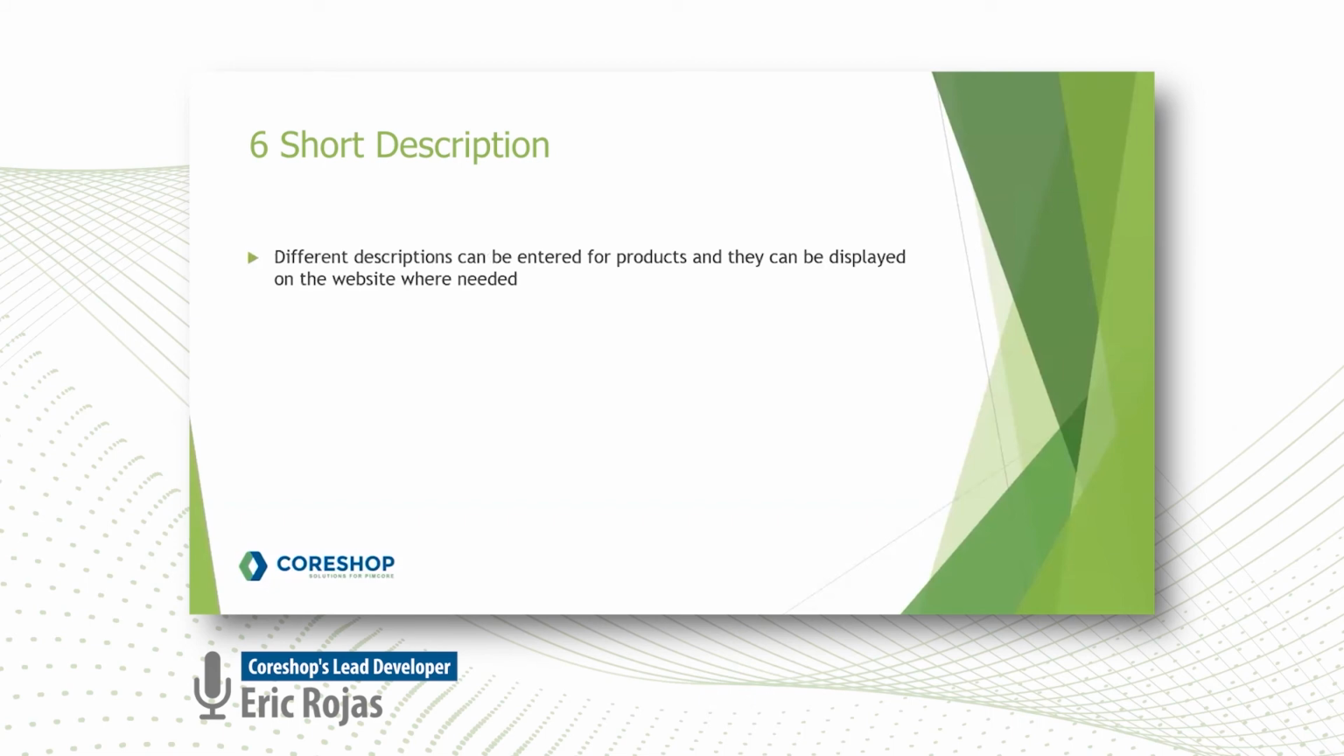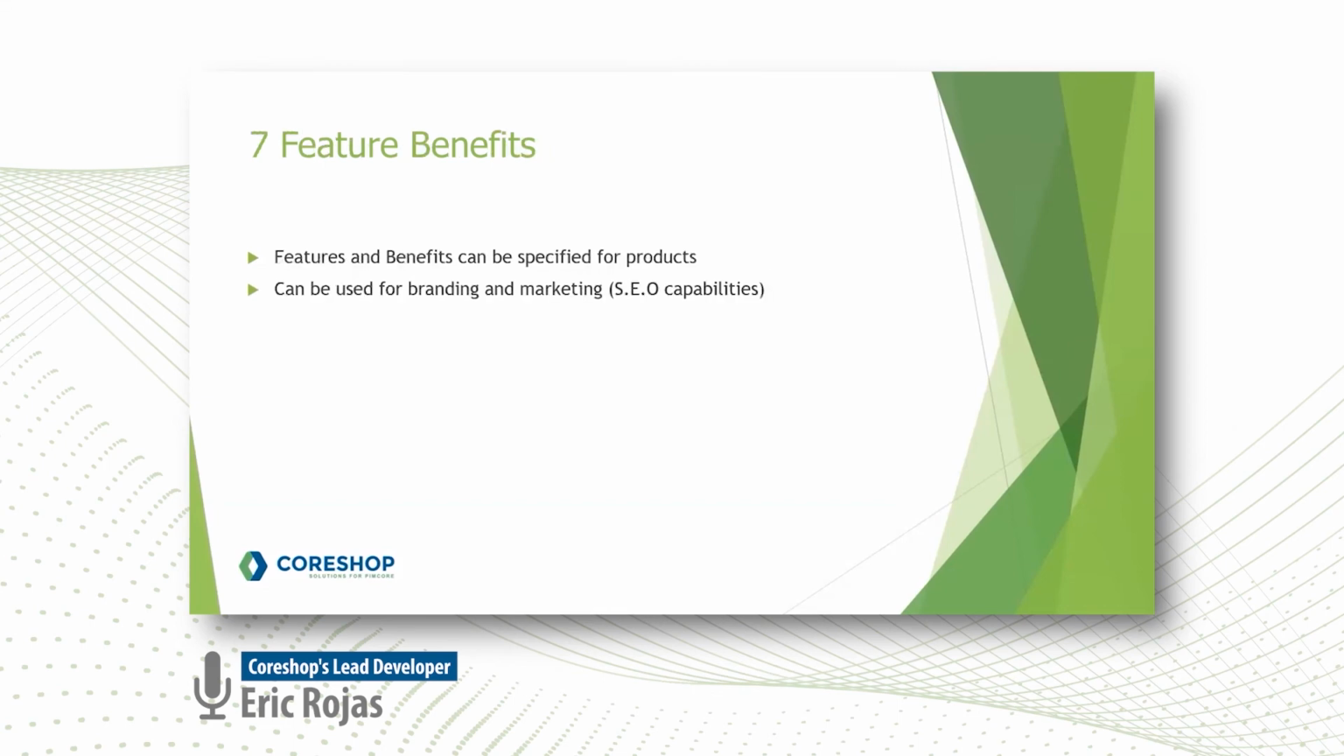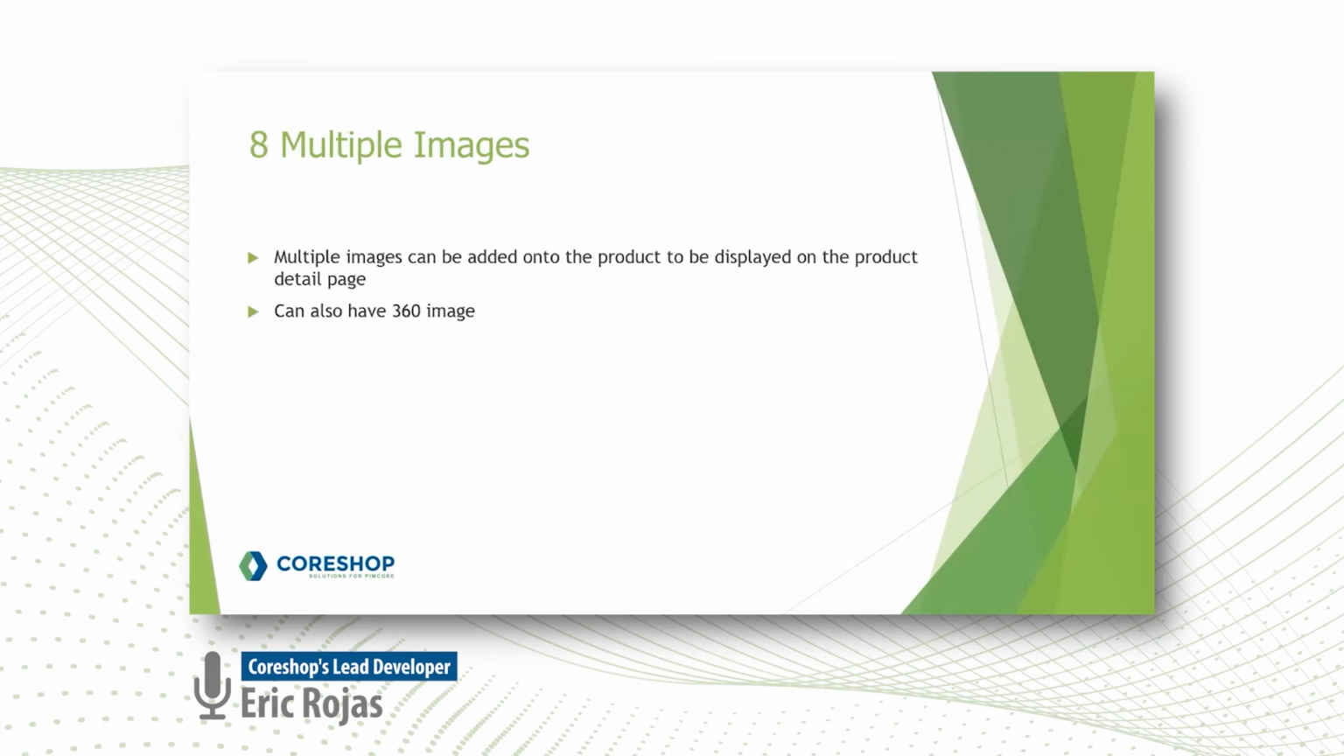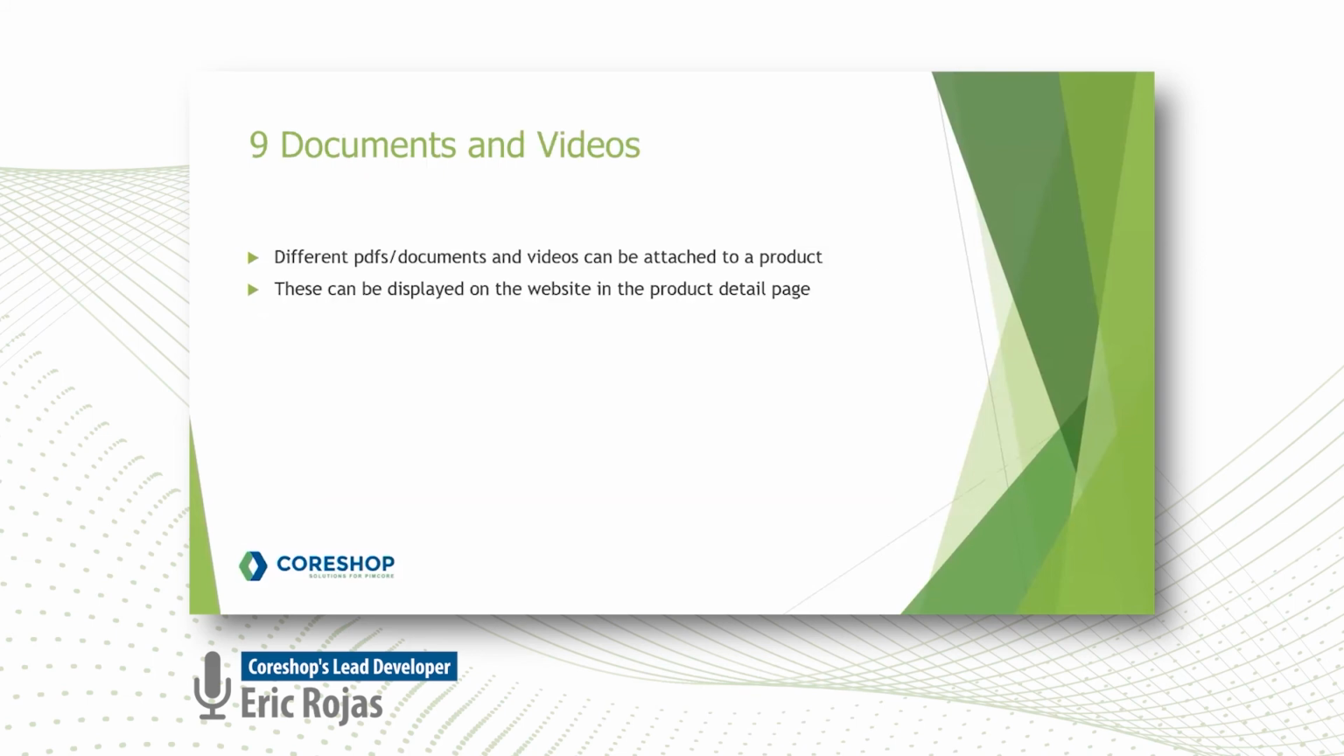We were able to see the short description built into the system, and we were able to see it in action in our front end, as well as the features and benefits that we have for each product. We were able to see how we could handle multiple images, the images that can be added into the product. We also may have 360 degrees images added or linked to a product. We didn't see that today, but we can have that. We also can have multiple documents and videos that may be attached to a product or even to a kit. And we saw how those get displayed in our user interface and how the video gets rendered in the product detail view.